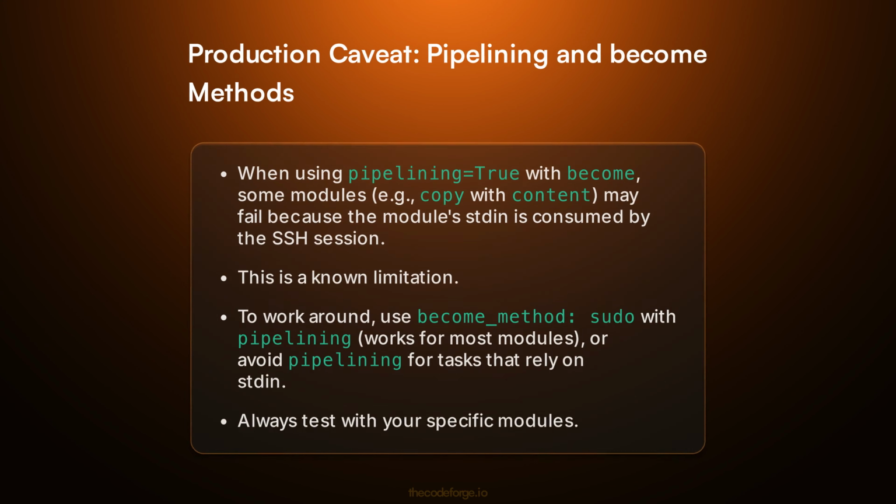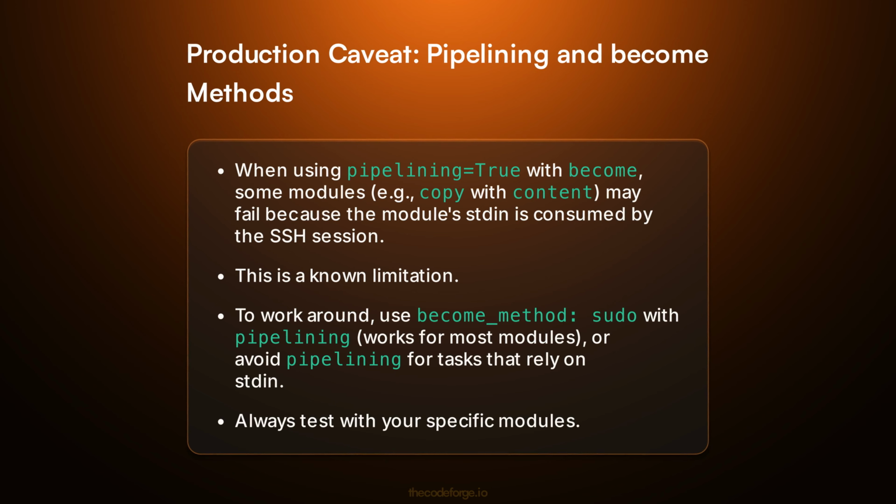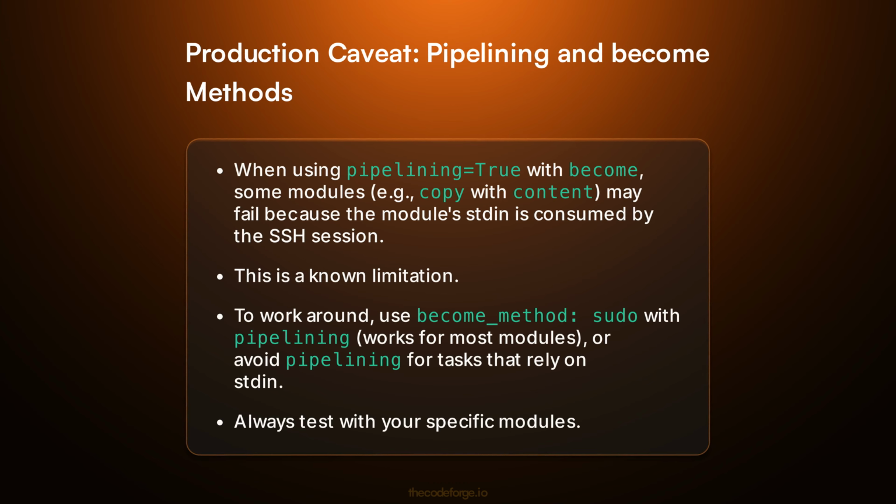When using pipelining equals true with become, some modules, e.g., copy with content, may fail because the module's stdin is consumed by the SSH session. This is a known limitation. To work around, use become_method sudo. Sudo with pipelining works for most modules, or avoid pipelining for tasks that rely on stdin. Always test with your specific modules.